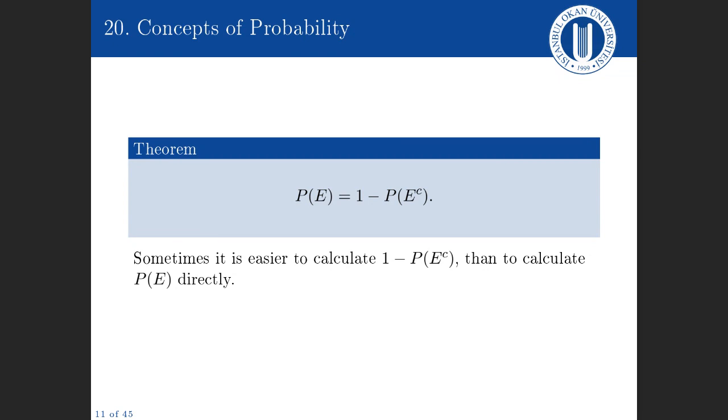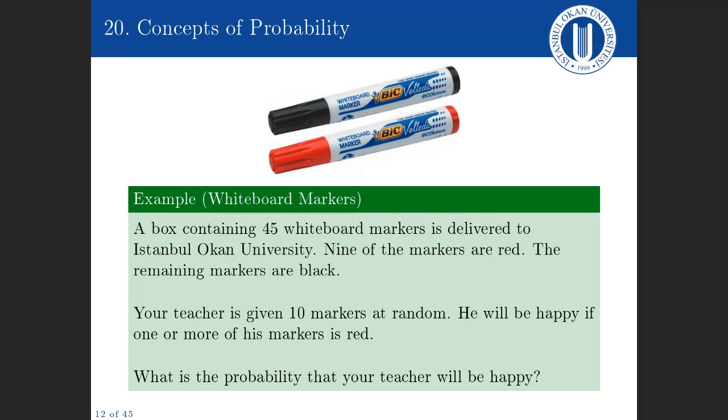For example, a box containing 45 whiteboard markers is delivered to Istanbul Okan University. 9 of these 45 markers are red. The other 36 markers are black. I will be given 10 markers at random, and I'm going to be happy if one or more of my markers is red. What is the probability that your teacher will be happy?